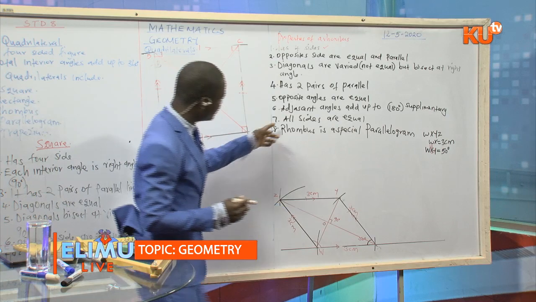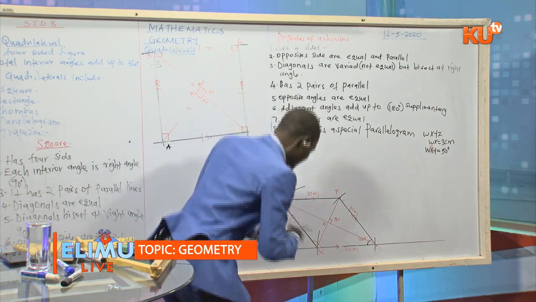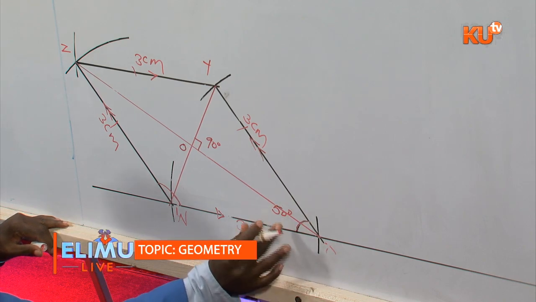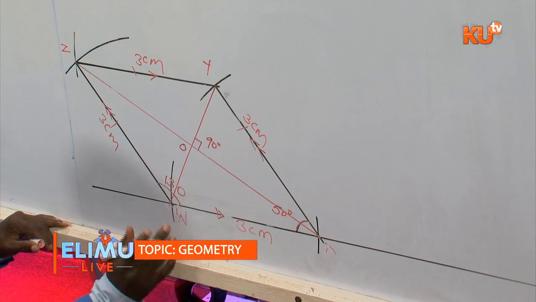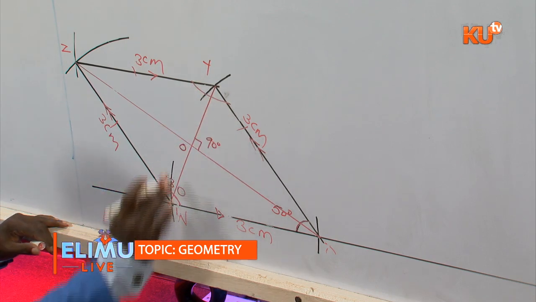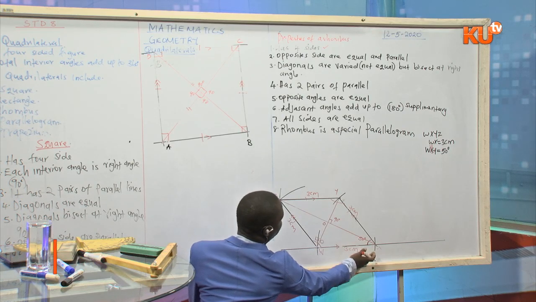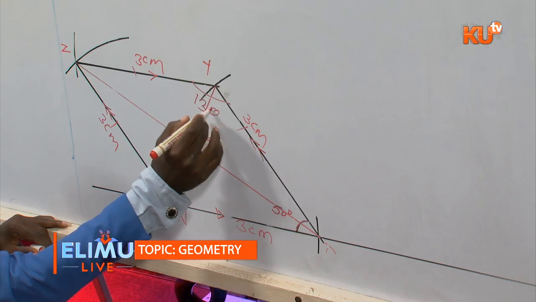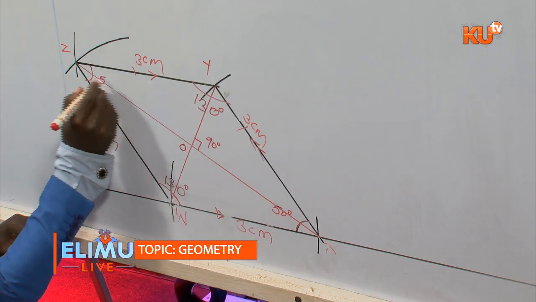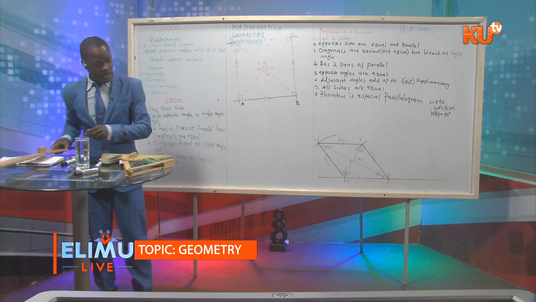Now the other part that I want to mention is that adjacent angles add up to 180 degrees. So adjacent angles are these angles. So this one and this one must add up to 180. Now if this is 50, this one should be 130, so that when you add this and this, you get 180. The other thing we talked about, we said the opposite angles, angle ZWX and angle ZYX, are equal. So this is also 130 degrees, this is also 130 degrees. Opposite angles are equal. That is simply the property of a rhombus.